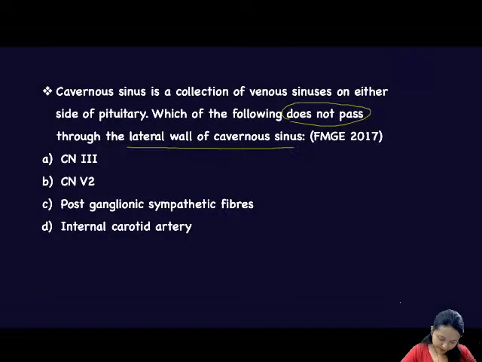It's very easy. We have just attempted a similar question. Anyone who wants to answer this? Lateral wall of the cavernous sinus. We have studied the nerves. We have studied 3, 4, V1, V2, and postganglionic sympathetic fibers. And the internal carotid artery is just passing through the cavernous sinus. It is entering the cavernous sinus, but not through the lateral wall. So the answer is internal carotid artery. Very, very easy question.